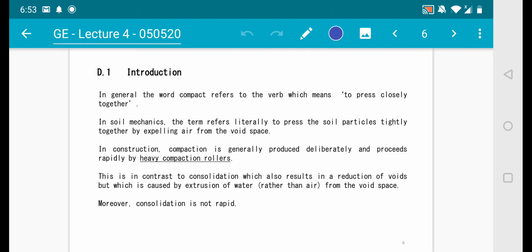In general, the word compact refers to a verb which means to press closely together. In soil mechanics, the term refers literally to pressing the soil particles tightly together by expelling air from the void space. In construction, compaction is generally produced deliberately and proceeds rapidly by heavy compaction rollers. This is in contrast to consolidation, which also results in the reduction of voids, but which is caused by extrusion of water from the void space. Moreover, consolidation is not rapid.